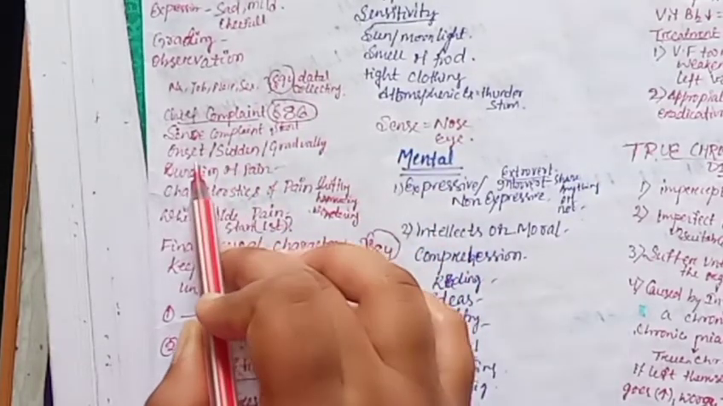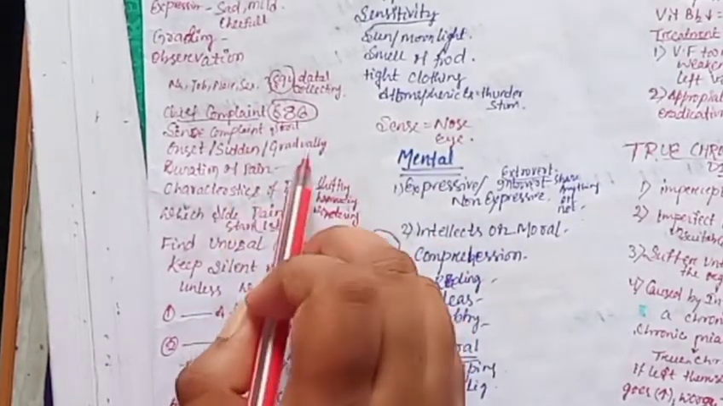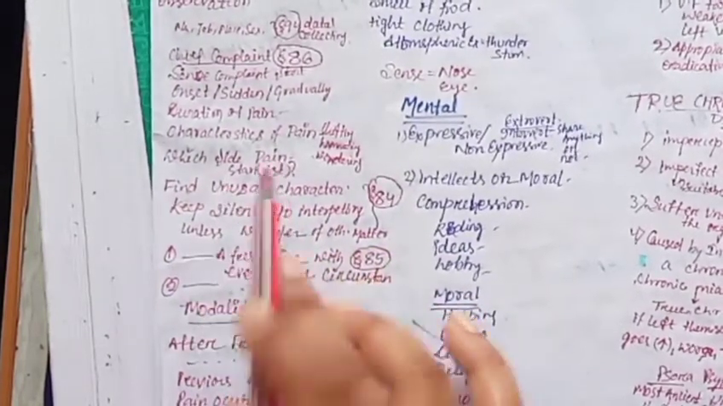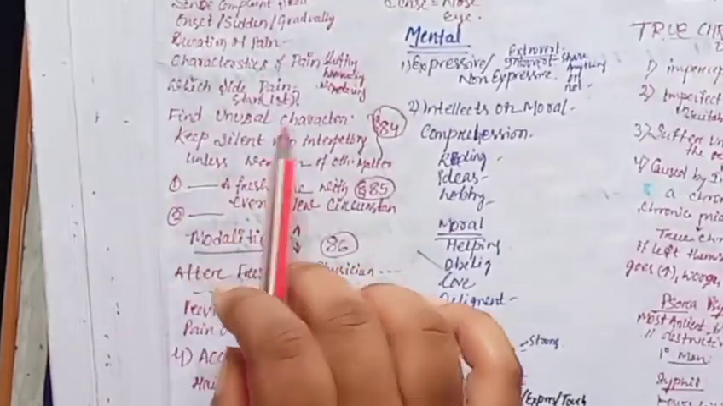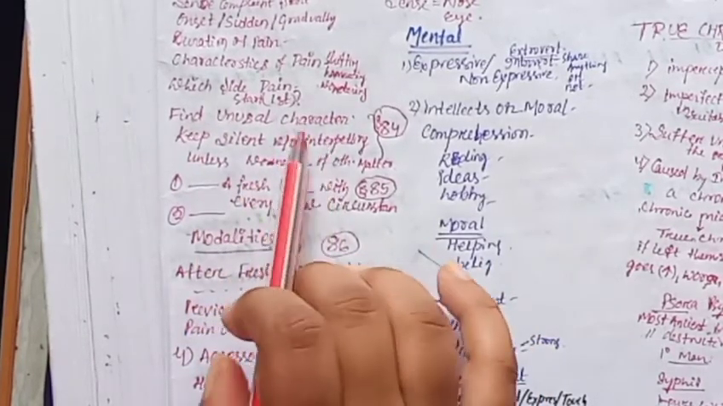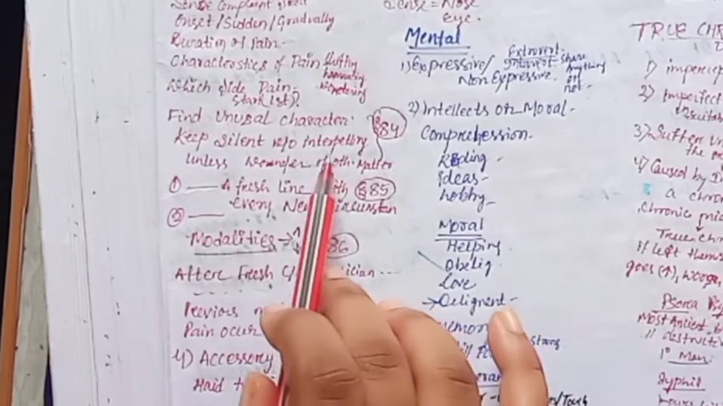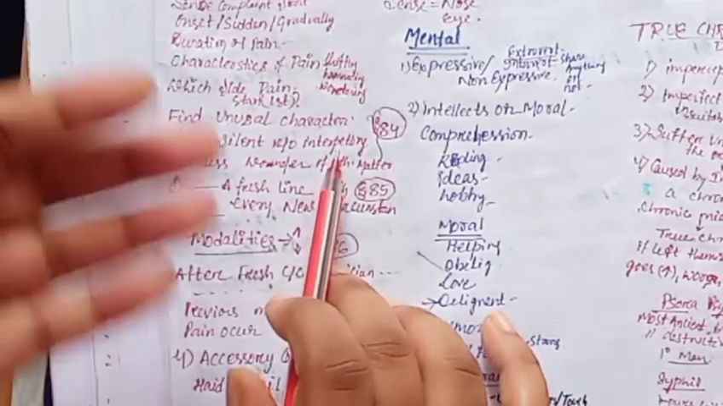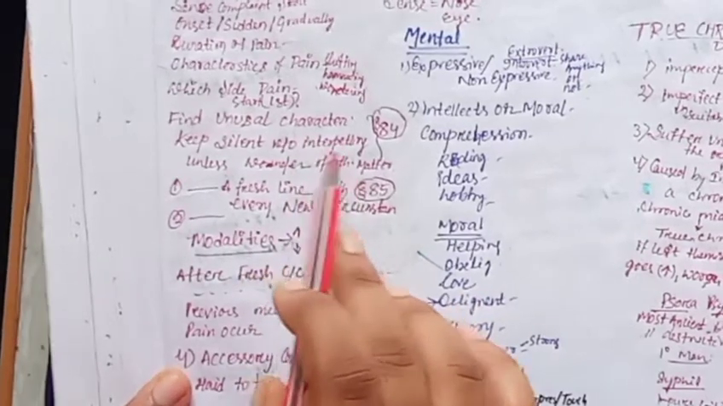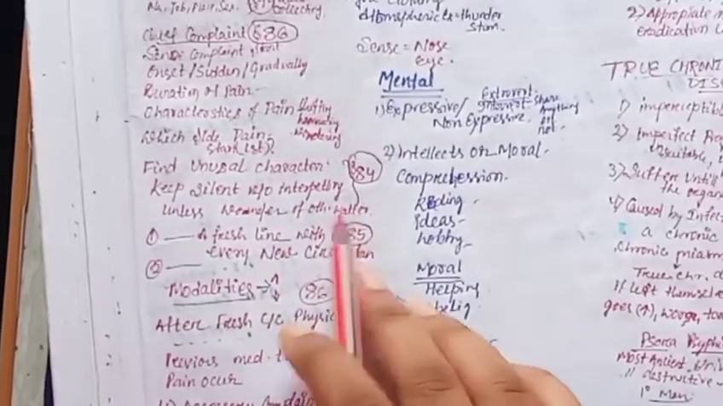After he explains the chief complaint, you should ask about the concept of the chief complaint: sudden or gradual, duration of the pain, characteristics of the pain, which side the pain starts, and find unusual character if he keeps silent without interpreting. Unless the patient comes to another disease part, you should not interrupt him. At that time you should silently hear his voice.